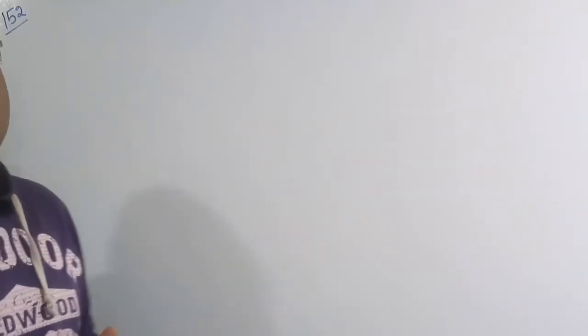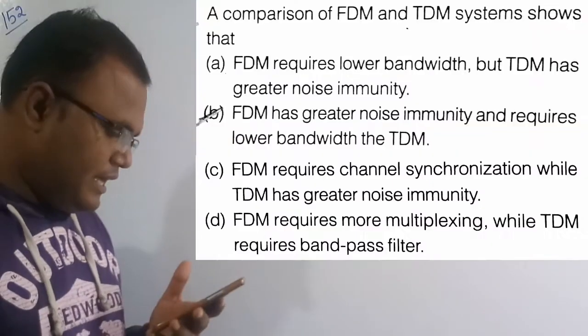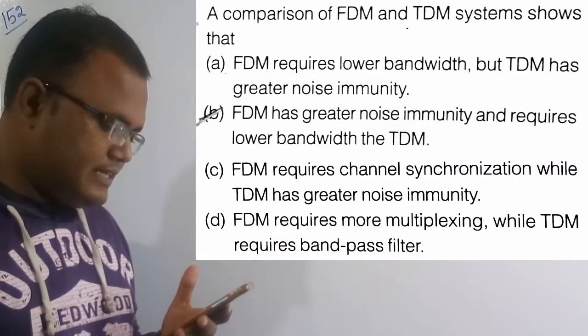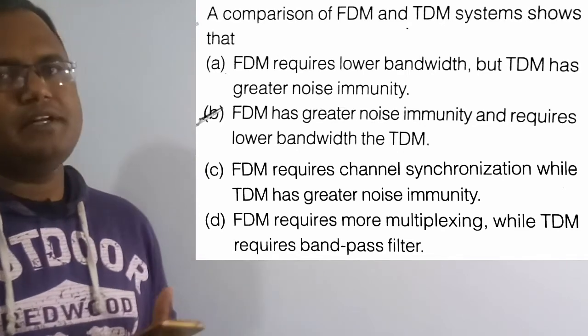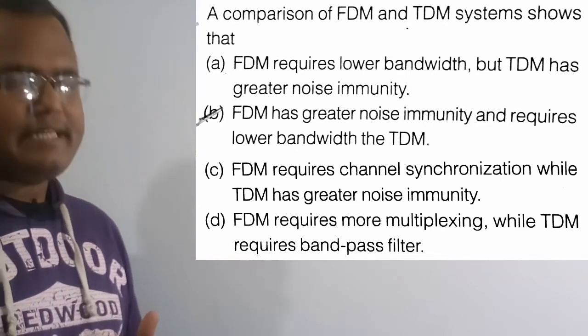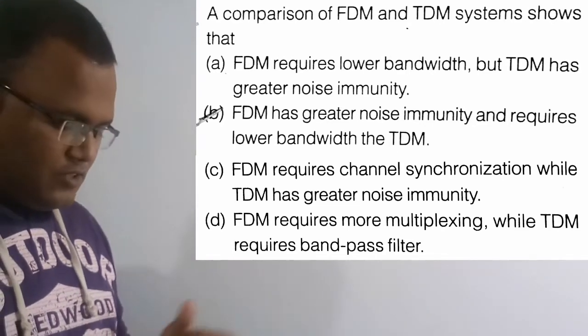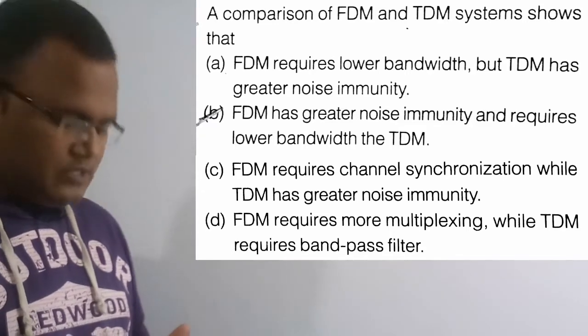So now we are going to solve the 152 question. See the question here. A comparison of FDM and the TDM systems shows that, so FDM is frequency division multiplexing and TDM is time division multiplexing. So basically we are going to compare these two things.